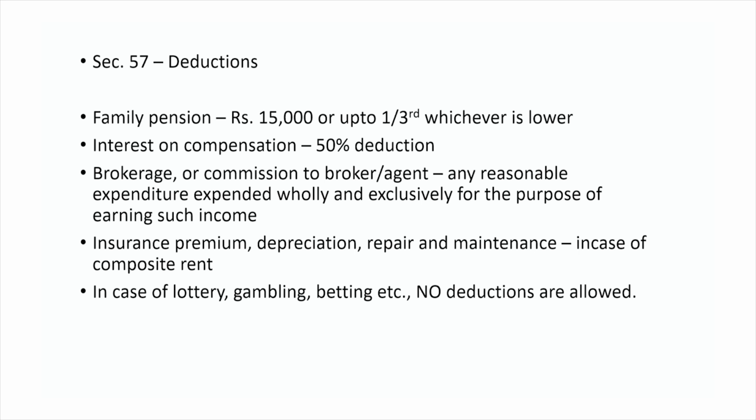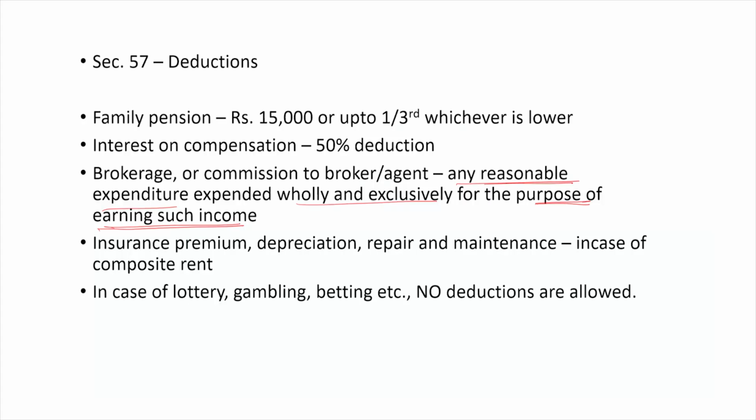Essentially, we are talking about any reasonable expenditure which is expended wholly and exclusively for the purpose of earning such income. So why did I spend a particular amount? I spent it because I needed to spend some amount to be able to earn. Now, when I'm spending that amount to be able to earn, that amount that I have spent, for that I get a deduction under section 57.